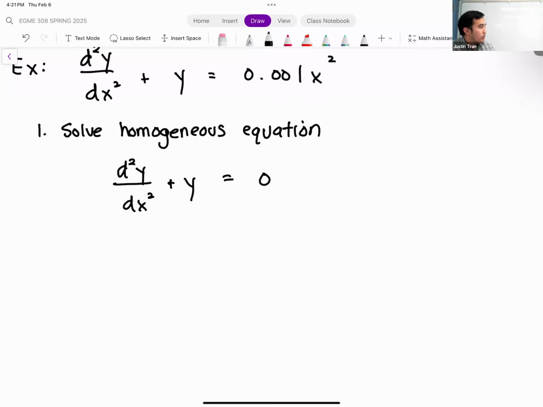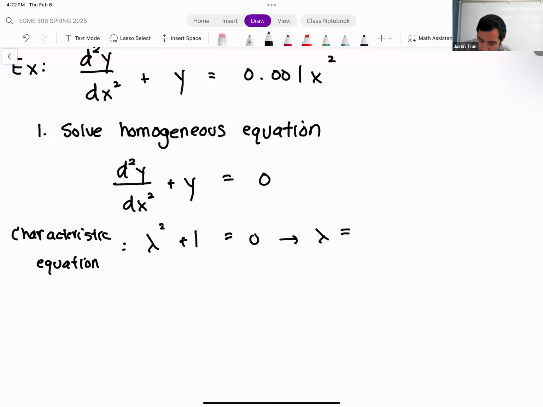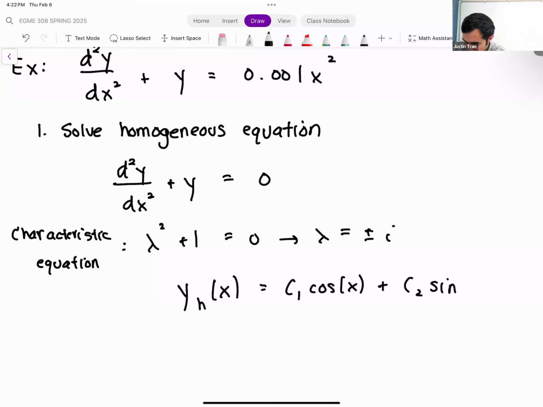All right, so this equation here, we know how to solve. So let's form our characteristic equation. We have lambda squared plus 1 is equal to 0. Here we can see lambda is equal to plus or minus i, so it is a situation where we have complex conjugate roots. So that means our homogeneous solution, we can just skip to the end, is equal to C1 cosine of x plus C2 sine of x.